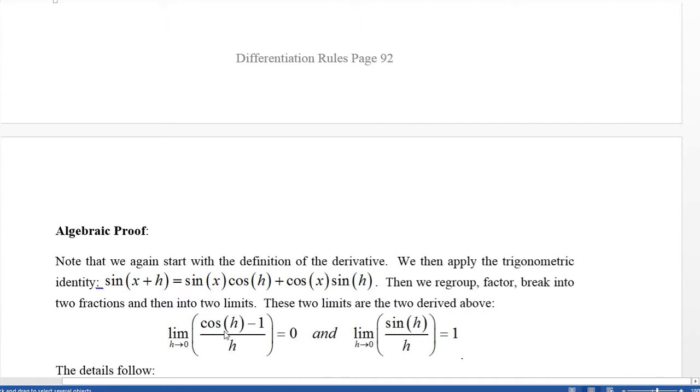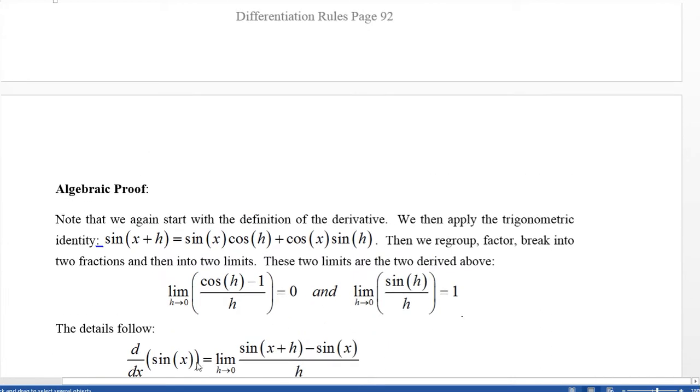But then we're also going to be looking at these two special limits, and these are the ones that we just proved in a recent video. The limit as h goes to 0 of sine h over h is 1, and then we're also going to use the limit as h goes to 0 of cosine h minus 1 over h is 0.